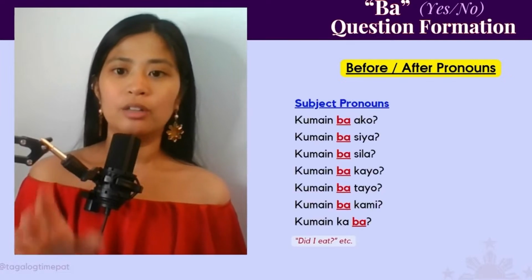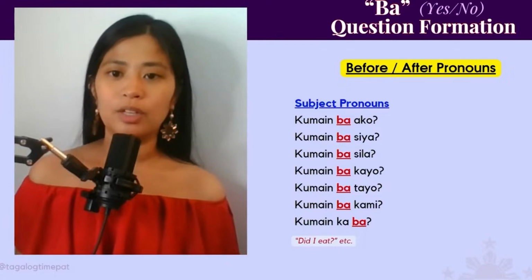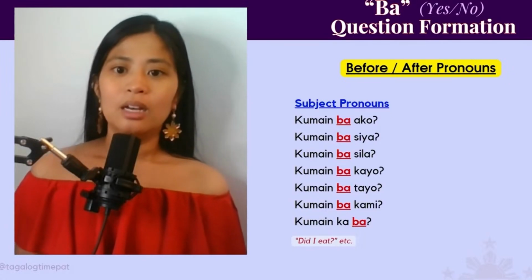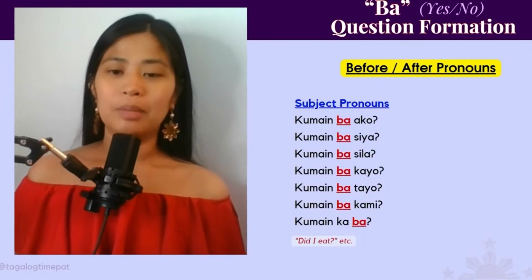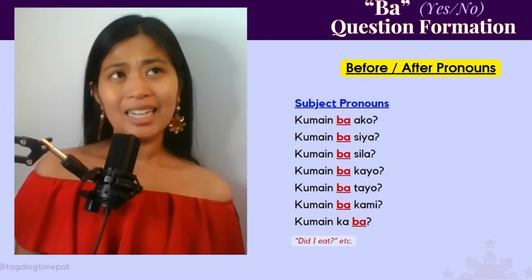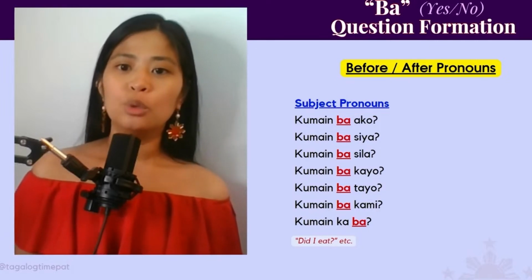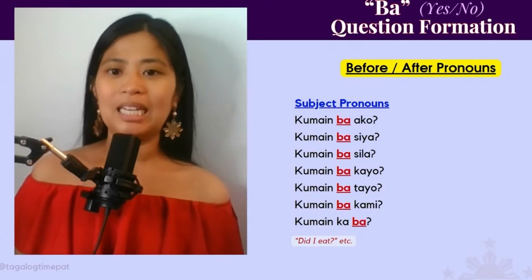Next, sometimes ba goes before a pronoun. Sometimes it goes after. Take a look at this. So subject pronouns, we already learned about these in the previous lessons. Kumakain ako means I am eating. Kumakain ako. But if you wanted to ask, am I eating? Like if you're asking yourself rhetorically, ba would go before it. Kumakain ba ako? Am I eating?